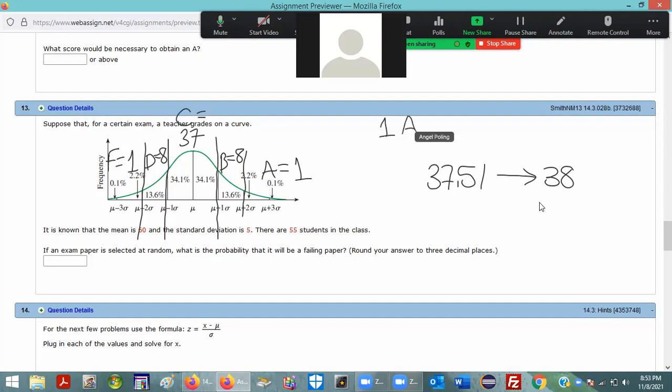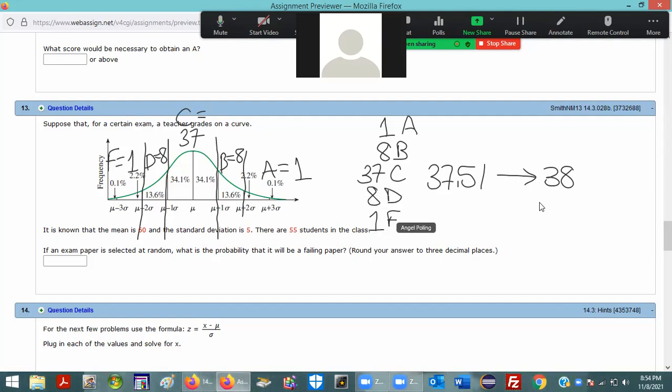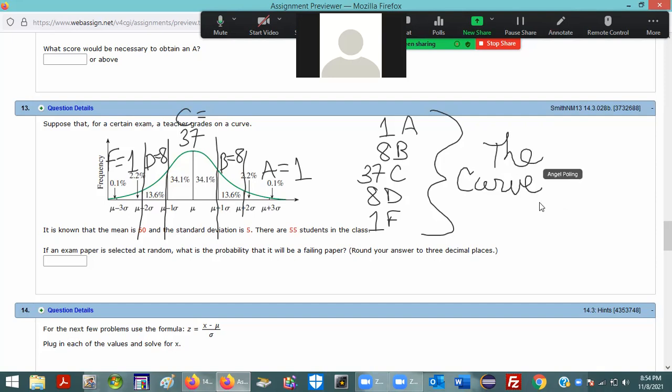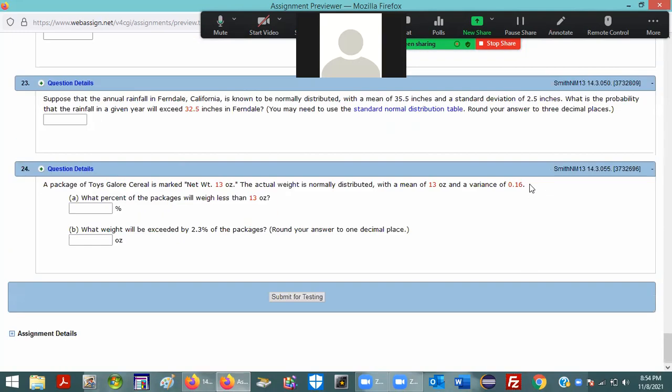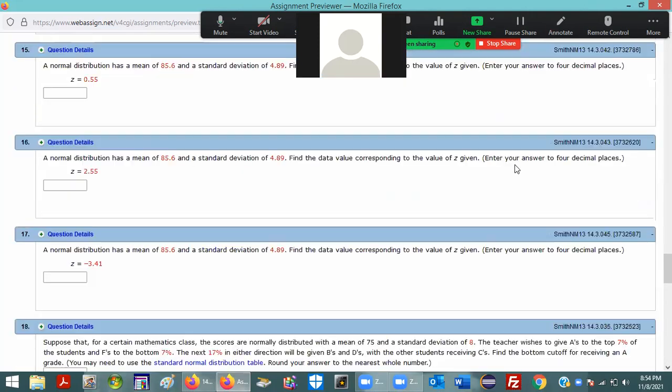1 A, 8 B's, 37 here, just for illustration, C's, right? 8 D's and 1 F. So when you guys are asking us to grade on a curve, when you're like, please grade on a curve, right? This is what you're asking for. This is the curve, right? It's the curve that everyone asks for. So let's look at the 14, I think.